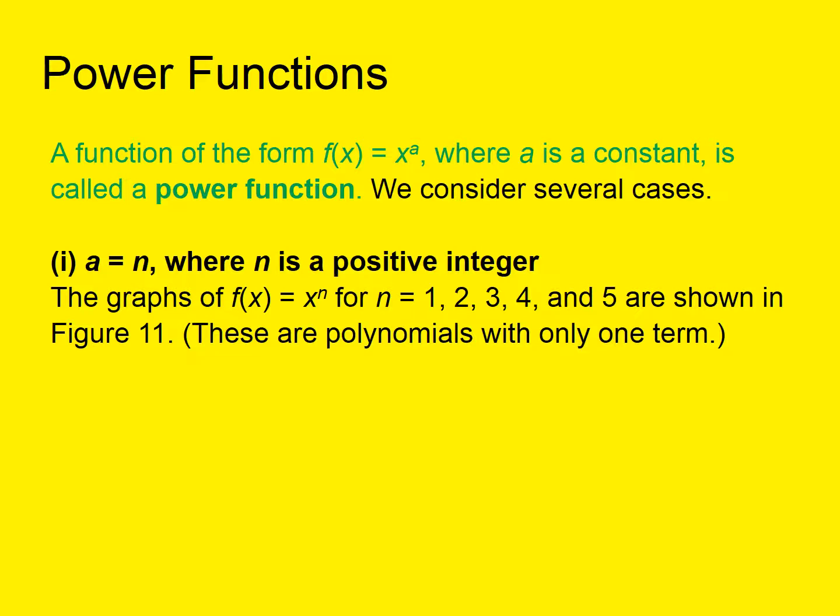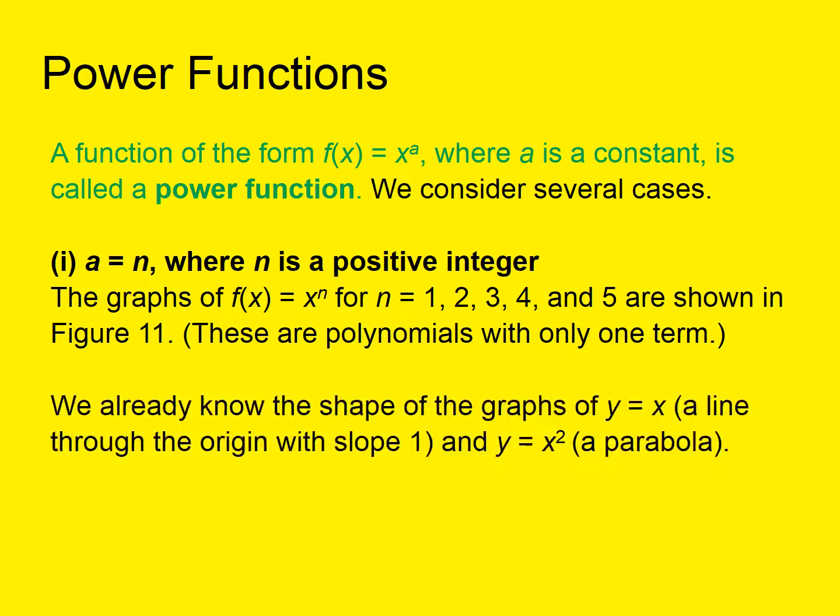First case is that a is n, where n is a positive integer: 1, 2, 3, 4. The graphs of f of x equals x to the n for n equals 1, 2, 3, 4, and 5 are shown in Figure 11. These are polynomials with only one term. We already know a couple of these.